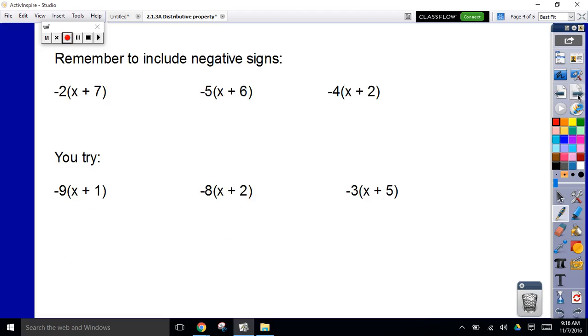Next page has some negative signs included. So this one is negative 2 times x and negative 2 times positive 7. Negative 2 times x is negative 2x. Negative 2 times 7 is negative 14, so we just write minus 14. Okay, so we're carrying that negative sign with us. You could also write plus a negative 14.